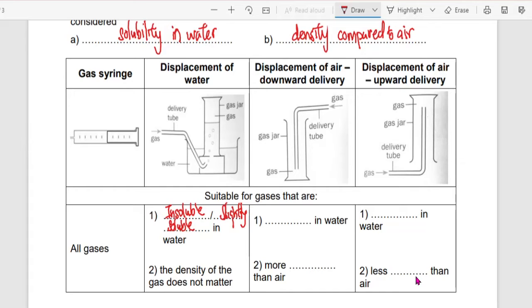Now for downward and upward delivery, typically it is suitable for gases that are soluble in water, because once it's soluble in water, you can't use the displacement of water method. That's why you can use either upward or downward delivery.